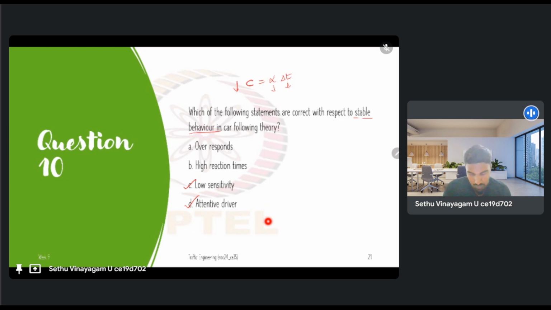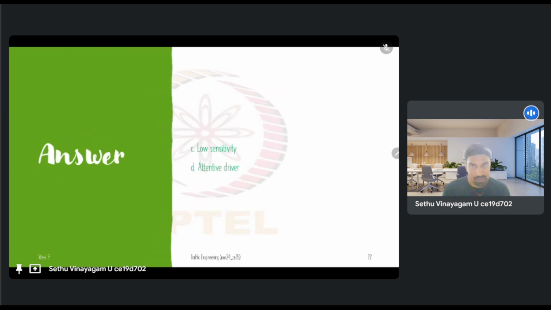On the other hand, over response comes when you have a higher sensitivity coming from a higher reaction time. When you have a higher reaction time, you are reacting slowly. By the time you are able to take an action, your space or time headways have gone too low, so you have to respond with a higher acceleration or deceleration, because you have gone too close, or you have gone too far away and the gap is large, so you will be accelerating too high. That results in over response, or a higher reaction time. That is for unstable conditions. So for stable condition, only options C and D apply.